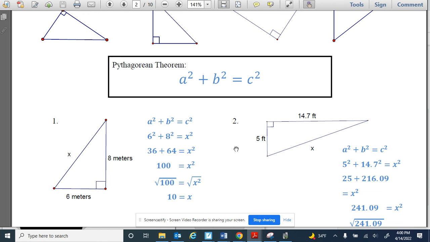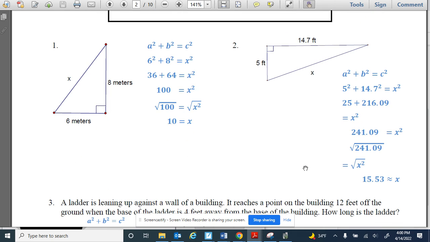Inside of our second example, we're going to be looking at another right triangle that has a right angle here. So the two legs are 5 and 14.7. So what we're going to do is plug these into our a squared plus b squared equals c squared formula. So our first leg is 5. Our second leg is 14.7. So we take 5 squared and 14.7 squared. We add those two together to get 241.09 equals x squared.